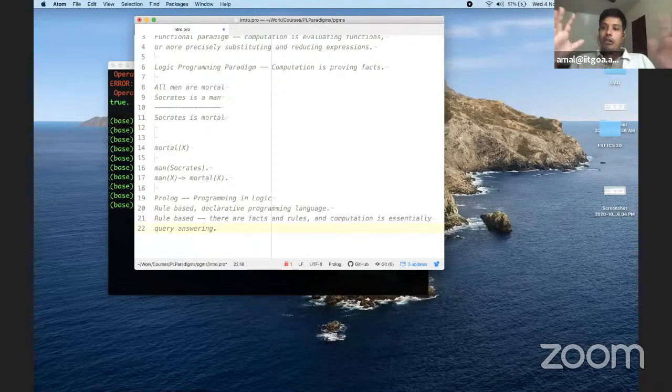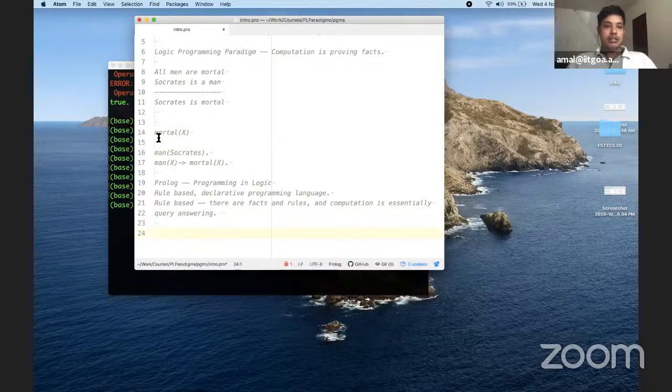To a Prolog system, what you're actually giving is things like this. You say man of Socrates. You say if something is a man, then it is mortal, and so on. Man of Socrates is a fact. Man of X implies mortal of X is a rule. So you are supplying the Prolog system with rules and facts, and then you are asking. Computation is essentially query answering. You will essentially ask, who is mortal of X? It's a query to the system, who is mortal, and then Prolog will answer us. I'll just show you an example.